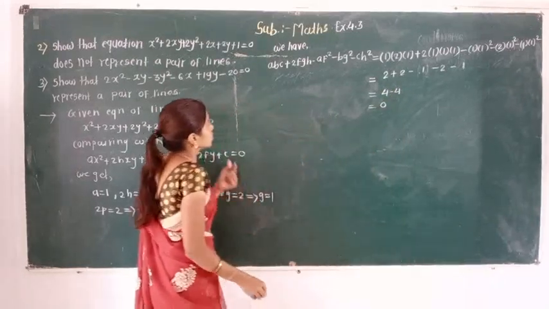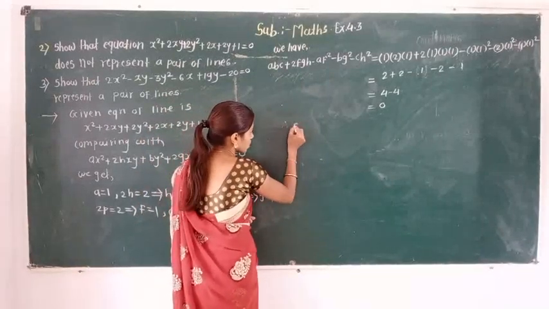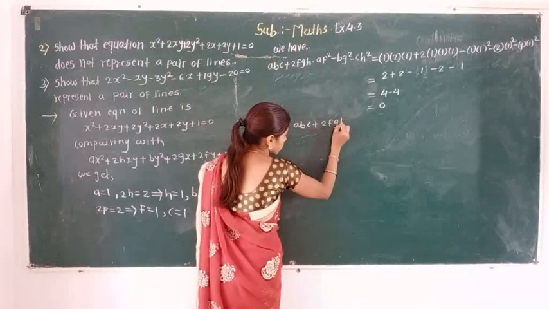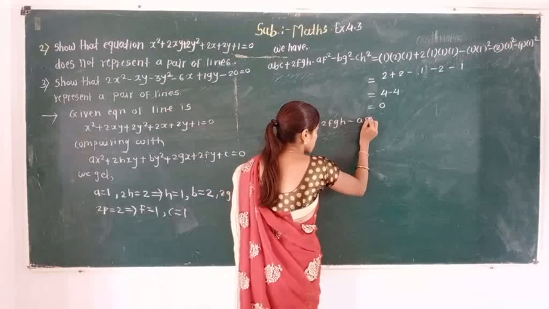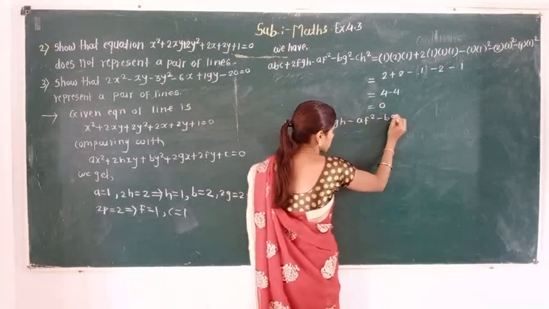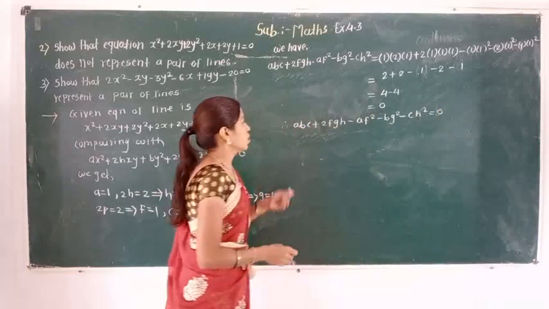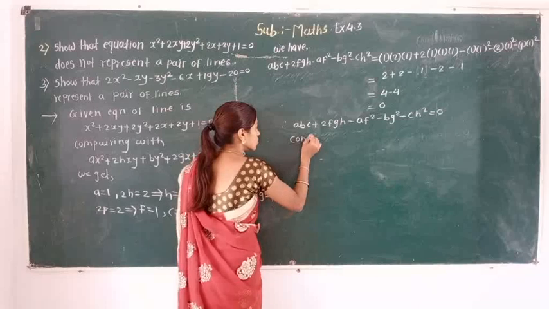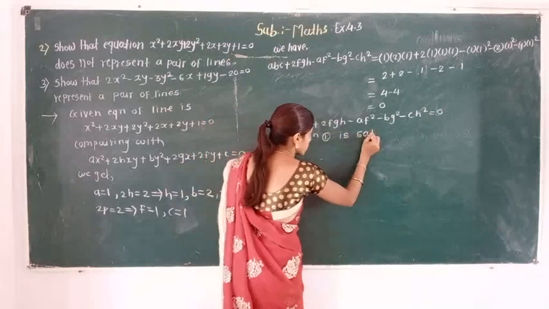The given equation satisfies the first condition. Therefore abc plus 2fgh minus af square minus bg square minus ch square is equal to 0, so the first condition is satisfied.